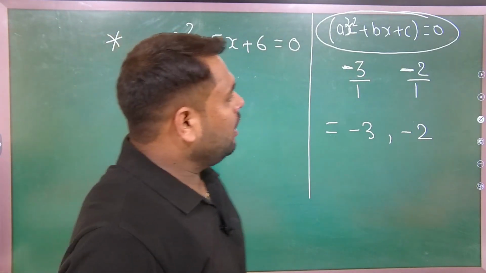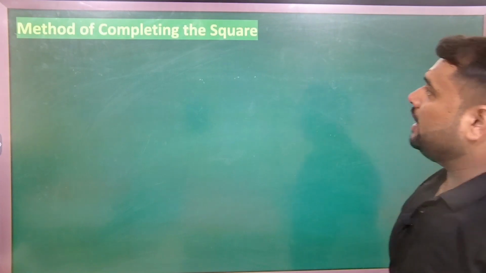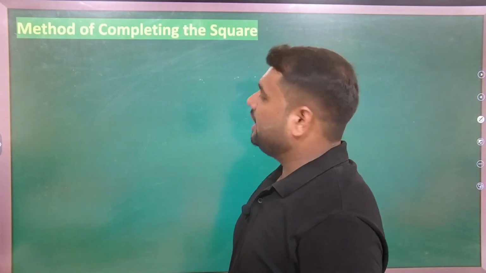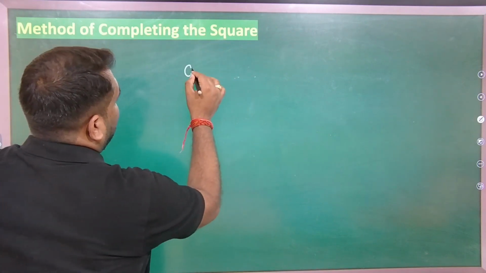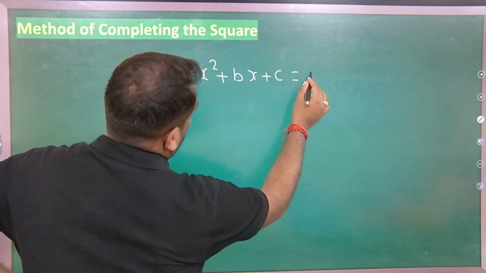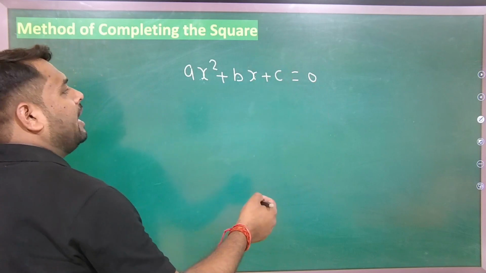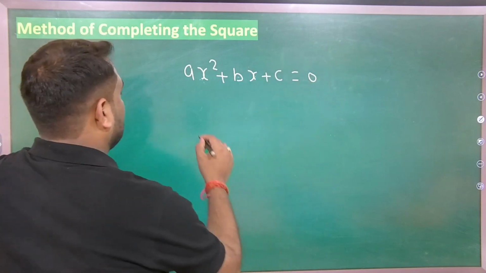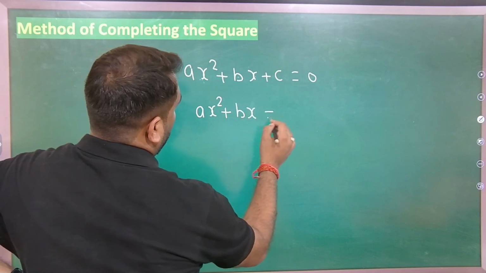Okay. Now, let me tell you the method of completing the square. You know that the standard form is ax square plus bx plus c equals 0. Now, I am transferring c to the other side. That means it will be ax square plus bx equals minus c.